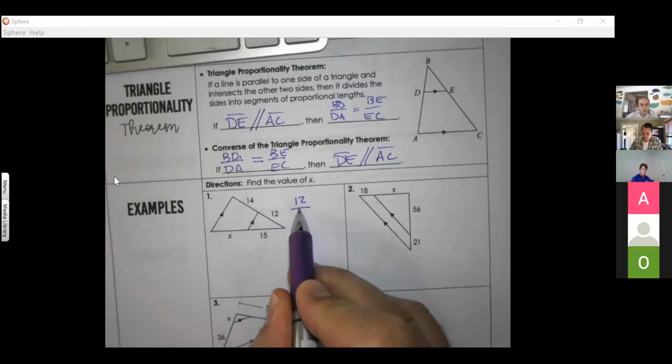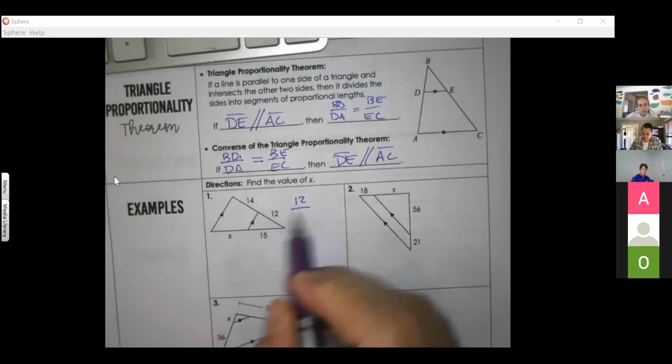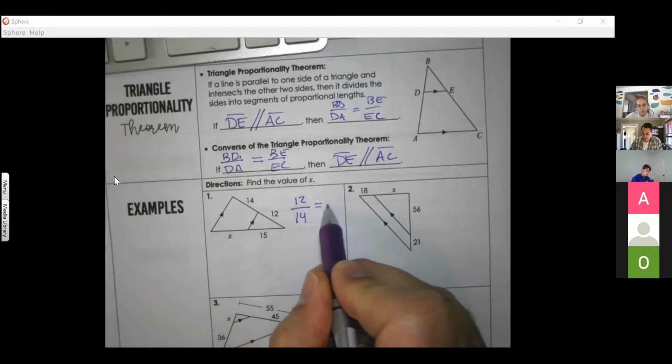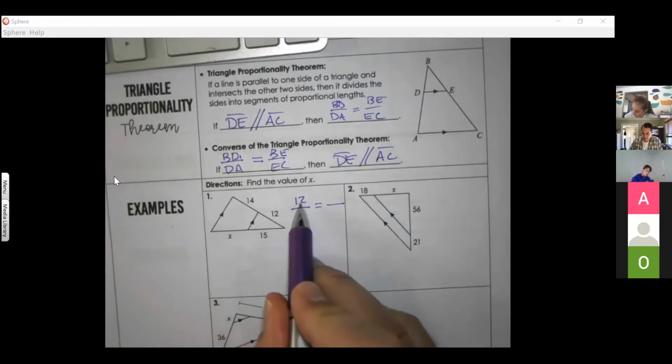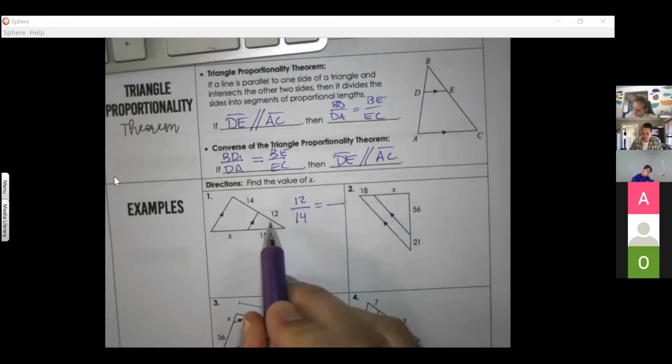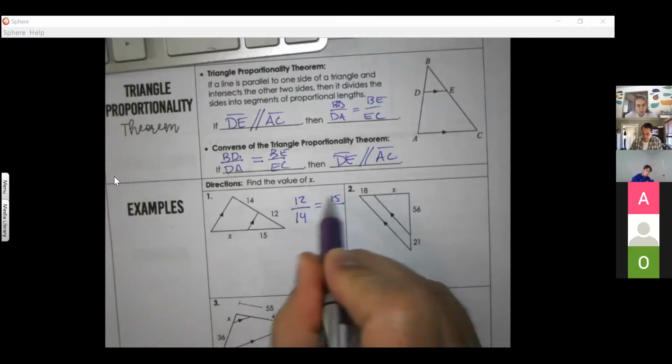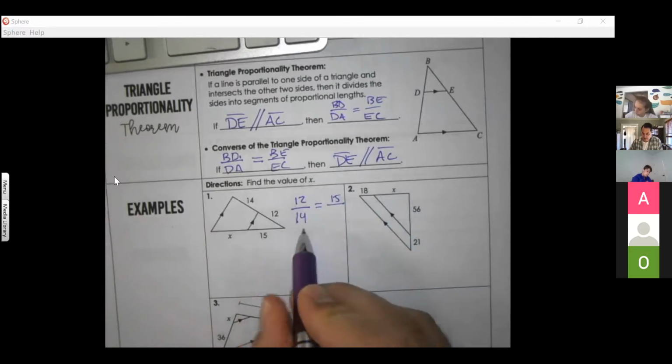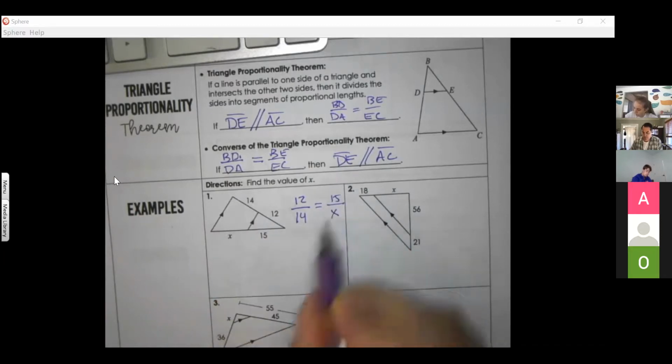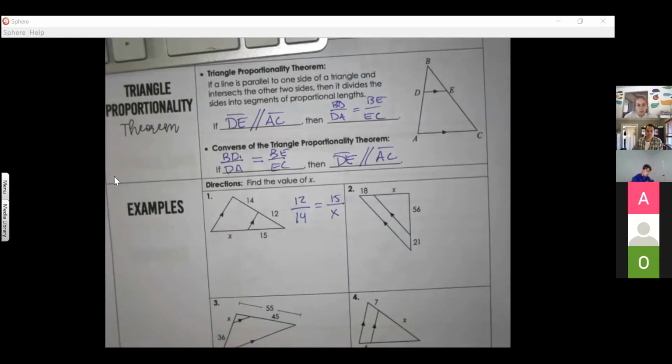So I could say, for example, 12 is to 14 as, now I need 12 is going to be on top here. 12 and 14 are this side, so I'm going to choose this side, but I need 12 and 15 to line up because they're both part of the top segment. And 14 and X are part of the bottom section. This is now a valid proportion.